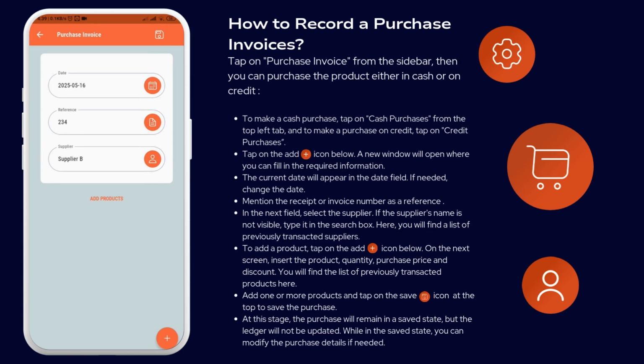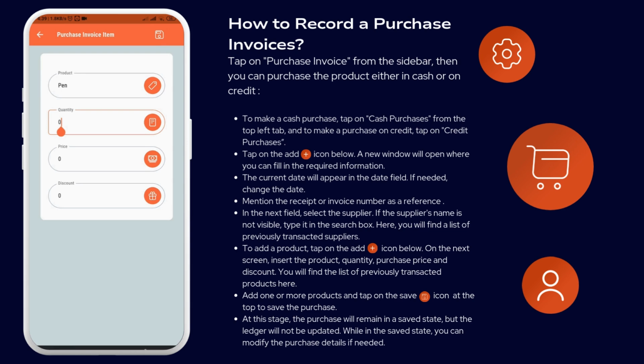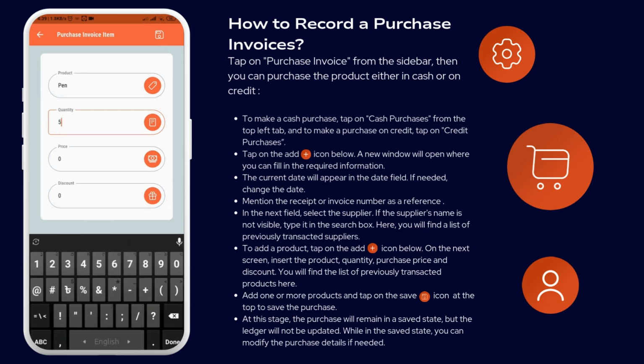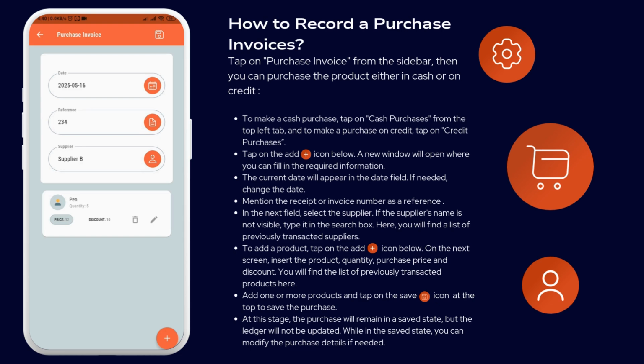To add product to the purchase, tap the add icon. On the next screen, select the product, enter the quantity, purchase price, and any applicable discount. Then tap save icon. You can continue adding multiple products this way. Once all the details are complete, tap the save icon at the top to save the transaction.